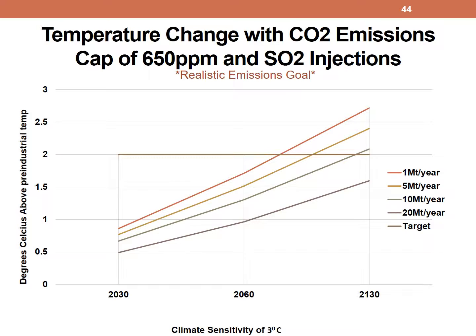Now for the temperature change with carbon dioxide emissions cap of 650 parts per million and sulfur dioxide injections, the injections of 1, 5, and 10 million tons still surpass the 2 degrees target by 2130. The only injection amount that keeps it below the 2 degrees Celsius is the 20 million tons, but still does not look to be stabilizing and could still further increase above that 2 degree mark. This means that immediate change must be made to the carbon dioxide emissions, as even with 20 million tons, we are not seeing the goals that we need to reach.